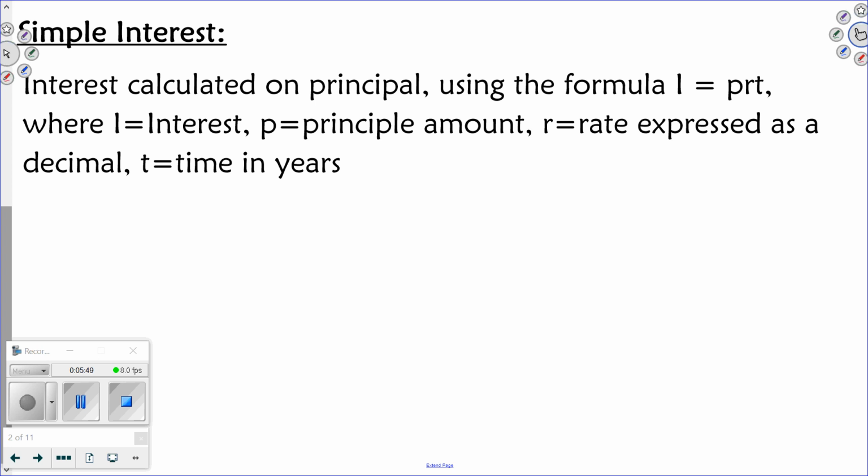Simple interest is interest calculated on principal using the formula I equals PRT. I-P-R-T is what I always remember that one as. I stands for interest. P is the principal amount, so the original amount that you start with. R is the rate expressed as a decimal, so if it's 4%, it would be 0.04. And then T is always time in years. Always years. So if I give you months, you're going to have to transfer that to years.